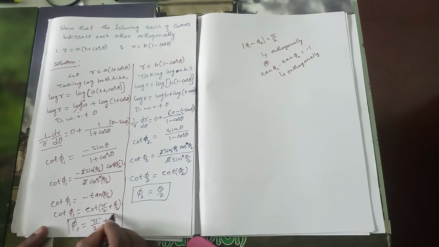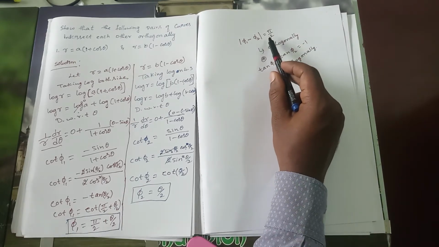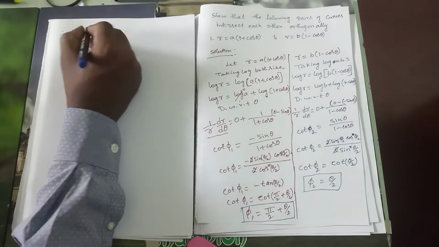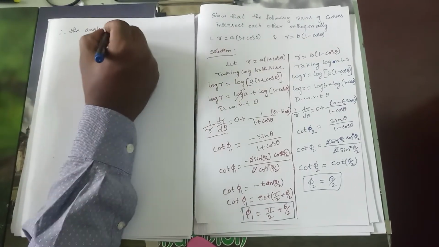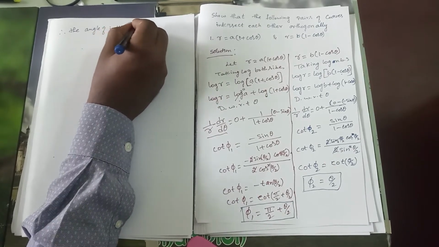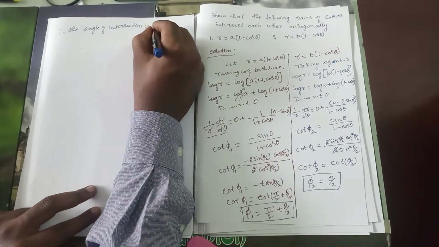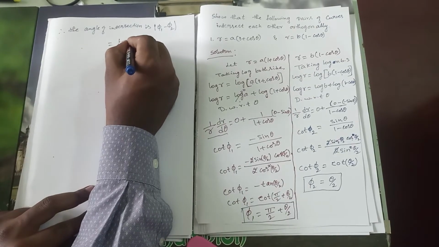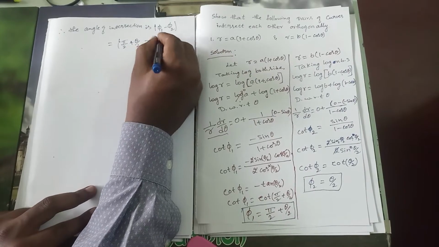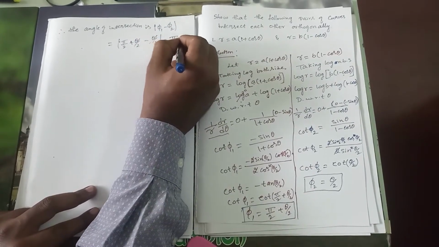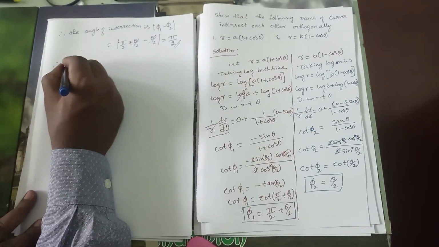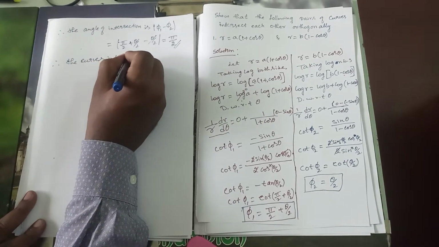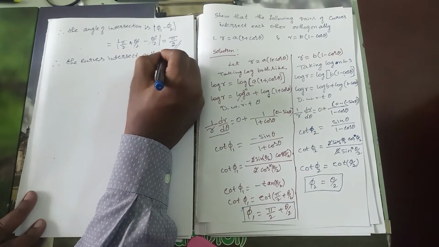So this is the phi 1 and phi 2 result. Now what I have to prove here? Mod phi 1 minus phi 2 is equal to pi by 2. Therefore the angle of intersection is mod phi 1 minus phi 2. So what you get here? Pi by 2 plus theta by 2 minus phi 2, it is theta by 2. These two will get cancelled. You'll get pi by 2. Therefore the curves intersect orthogonally.